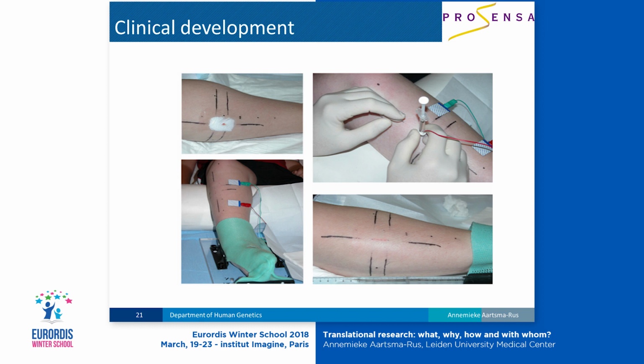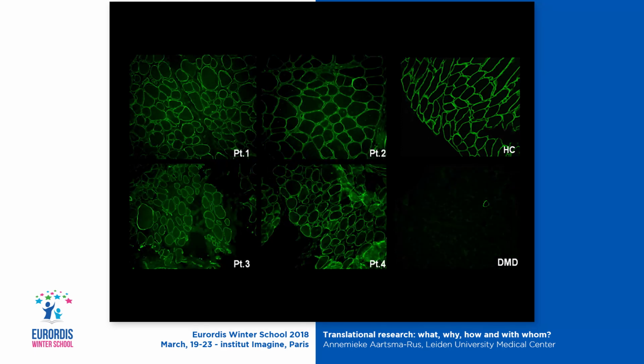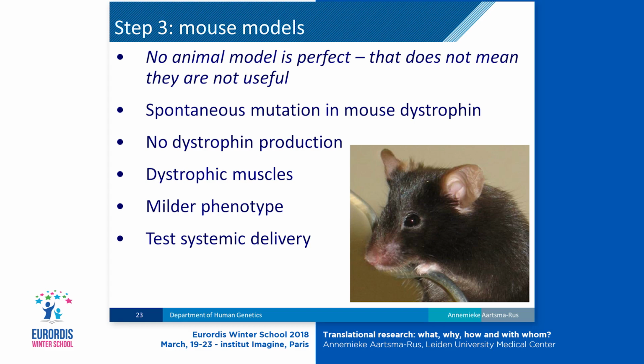So a biopsy was done 4 weeks after the injection, and this is the healthy control DMD as a reference, and these were the 4 patients. So before the analysis was done, we had discussions like, when do we call this a success? Well, that was not really needed, because we saw very clearly dystrophin restored for each of these 4 patients. So that was great, but this is a local injection.